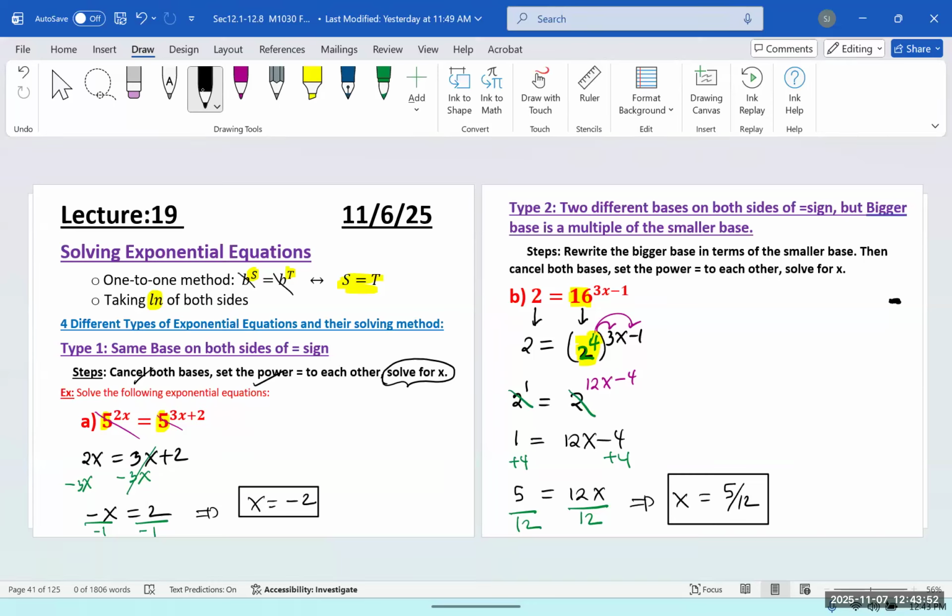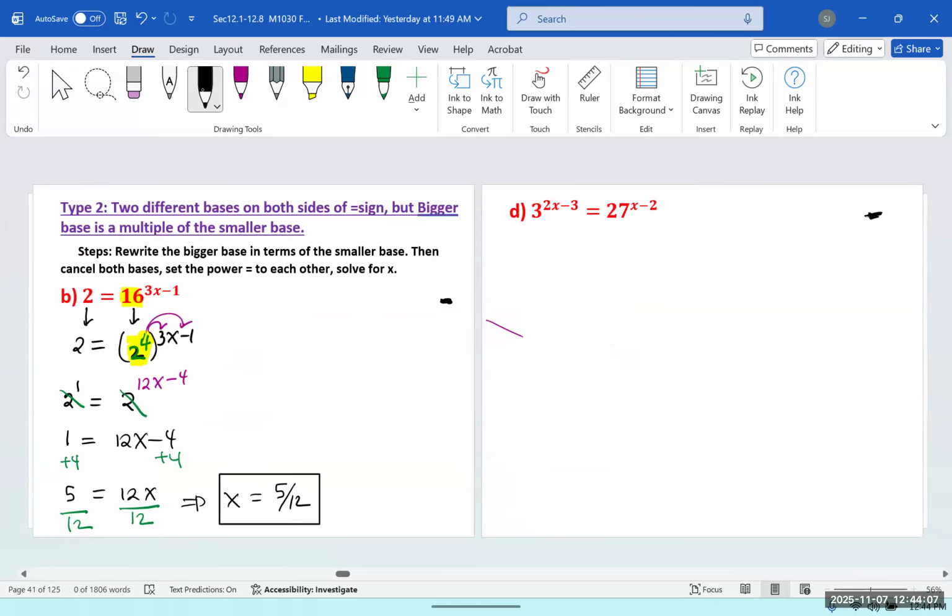Any questions so far? Would it be wrong to simplify to 2x minus 4? 4 doesn't have any x. So they are not like terms. That's why we added 4, because they are not like terms.